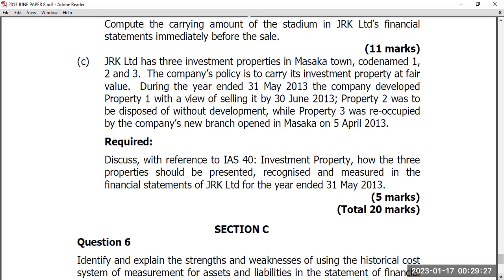So before we do anything, of course, we have analyzed the question and we've seen what they want us to do. We've seen the scenarios and we want to look at how those properties in the scenarios have been presented.